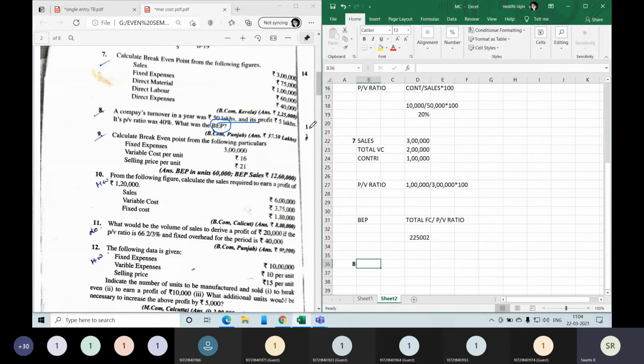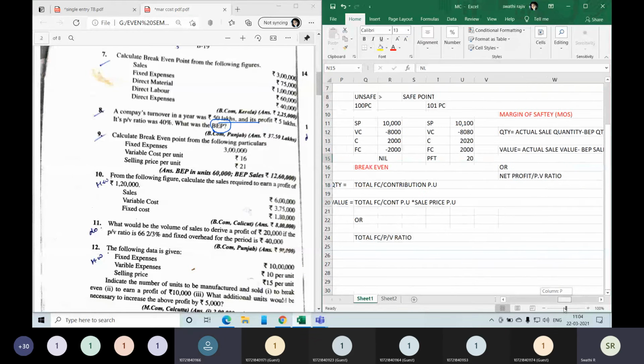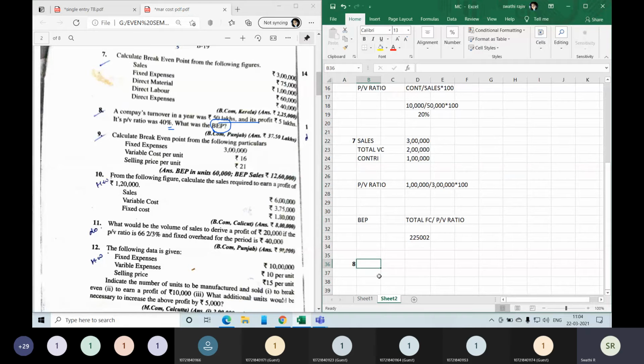FC is not given. For BEP, what do you need? What is the formula of break-even point? Fixed cost by PV. Total fixed cost. Your relationship of break-even is always with fixed cost. It is divided by contribution or divided by PV ratio. PV ratio toh diya hai 40%, so you have the denominator, but you need the numerator. So how do we go about with this?